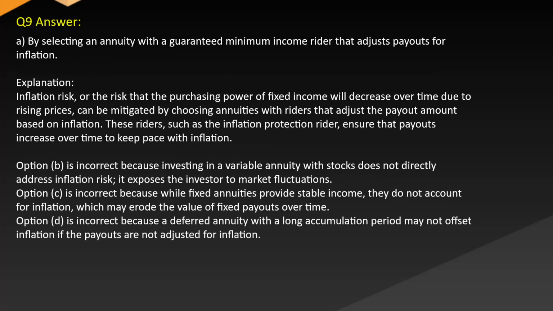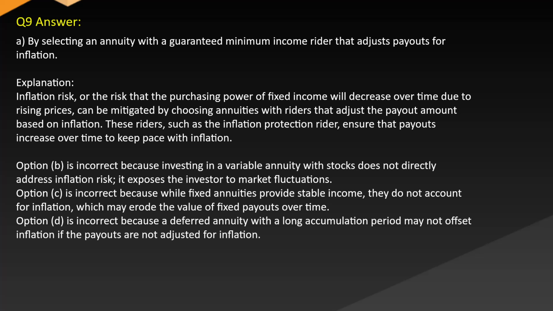Answer: A. By selecting an annuity with a guaranteed minimum income rider that adjusts payouts for inflation. Explanation: Inflation risk, or the risk that the purchasing power of fixed income will decrease over time due to rising prices, can be mitigated by choosing annuities with riders that adjust the payout amount based on inflation. These riders, such as the inflation protection rider, ensure that payouts increase over time to keep pace with inflation.